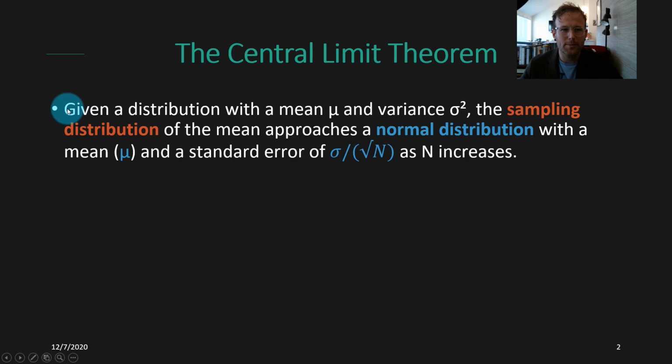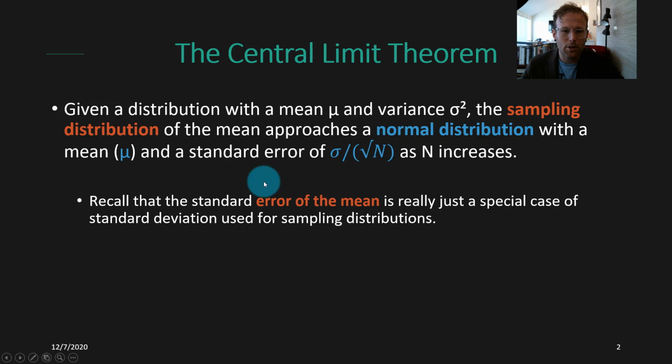The central limit theorem states that given a distribution with a mean of mu and a variance of sigma squared, the sampling distribution of the mean approaches a normal distribution with a mean of mu and a standard error of sigma over the square root of n as n increases. So at smaller n's, this will only be an approximately normal distribution, but as n gets larger, it's going to be a basically perfectly normal distribution. And we'll talk in a few more videos about what approximately normal distributions look like. But for now, let's just think about that this is going to become more and more normal as n gets bigger and bigger.